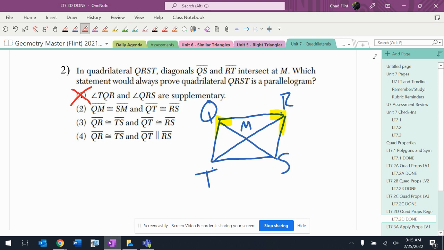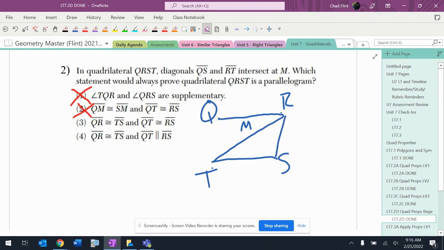So number one is not enough because it needs all four pairs of angles to be supplementary. All right, so then this says QM is congruent to SM, and QT to RS. So that's one pair of opposite sides congruent and then a diagonal that's cut in half. That's not anything that's going to help us out. Okay, and then I got to get rid of some of this stuff here, but I'm trying not to erase everything, but it looks like I did.